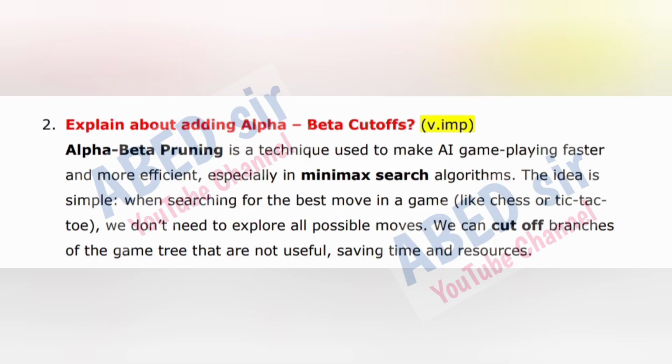Next important long question is 2. Explain about adding alpha-beta cutoffs. Alpha-beta pruning is a technique used to make AI game playing faster and more efficient, especially in minimax search algorithms. The idea is simple. When searching for the best move in a game, like chess or tic-tac-toe, we don't need to explore all possible moves. We can cut off branches of the game tree that are not useful, saving time and resources.